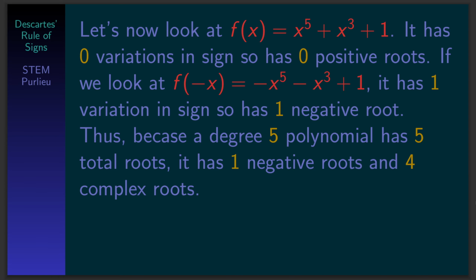Now let's look at f of x equals x to the fifth plus x cubed plus 1. It has 0 variations in sign, so it has 0 positive roots. If we look at f of minus x equals minus x to the fifth minus x cubed plus 1, it has 1 variation in sign, so it has 1 negative root. Thus, because the degree 5 polynomial has 5 total roots, it has 1 negative root and 4 complex roots.